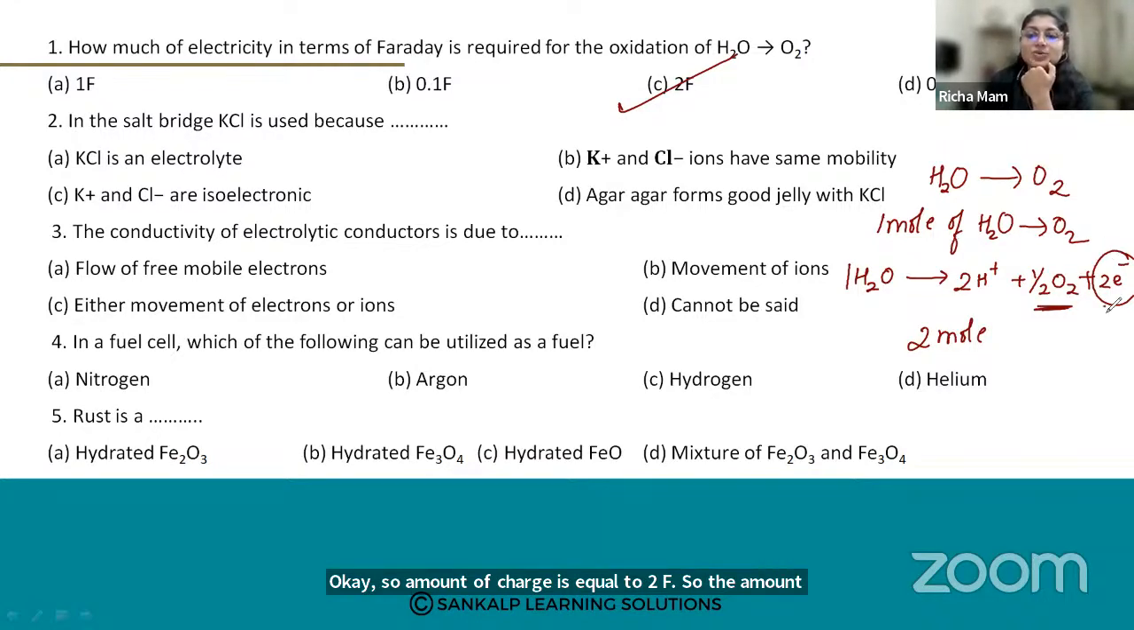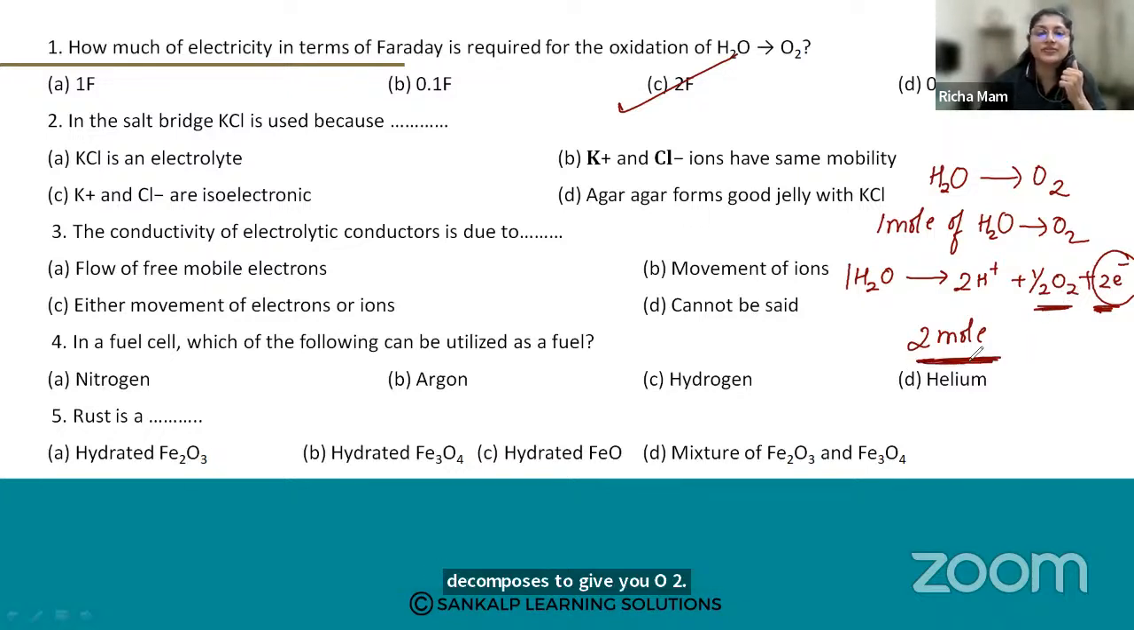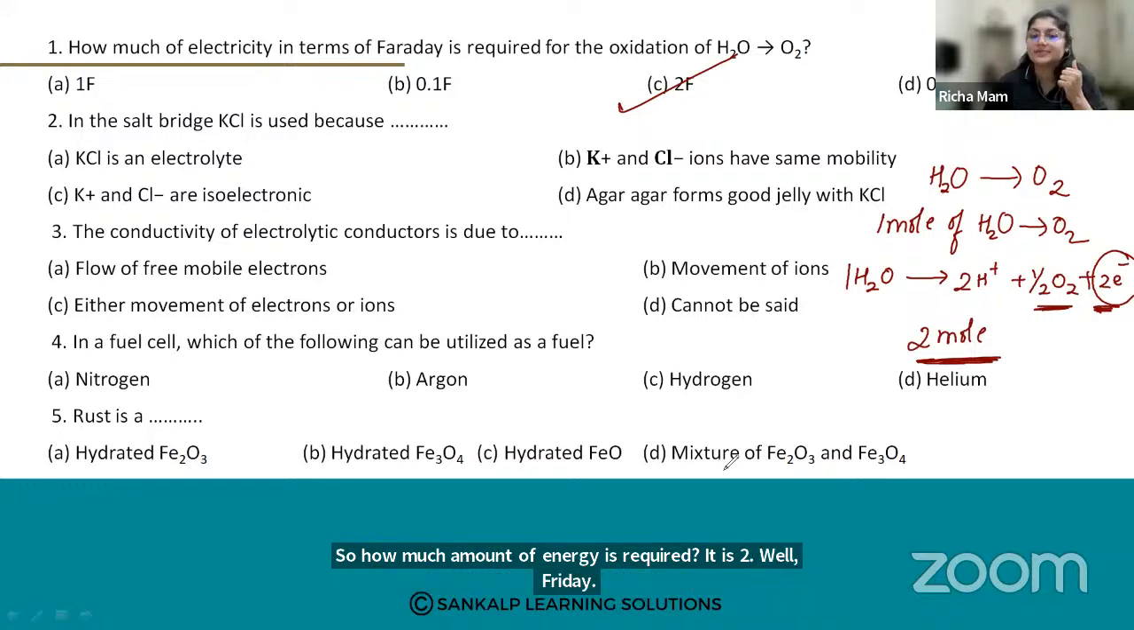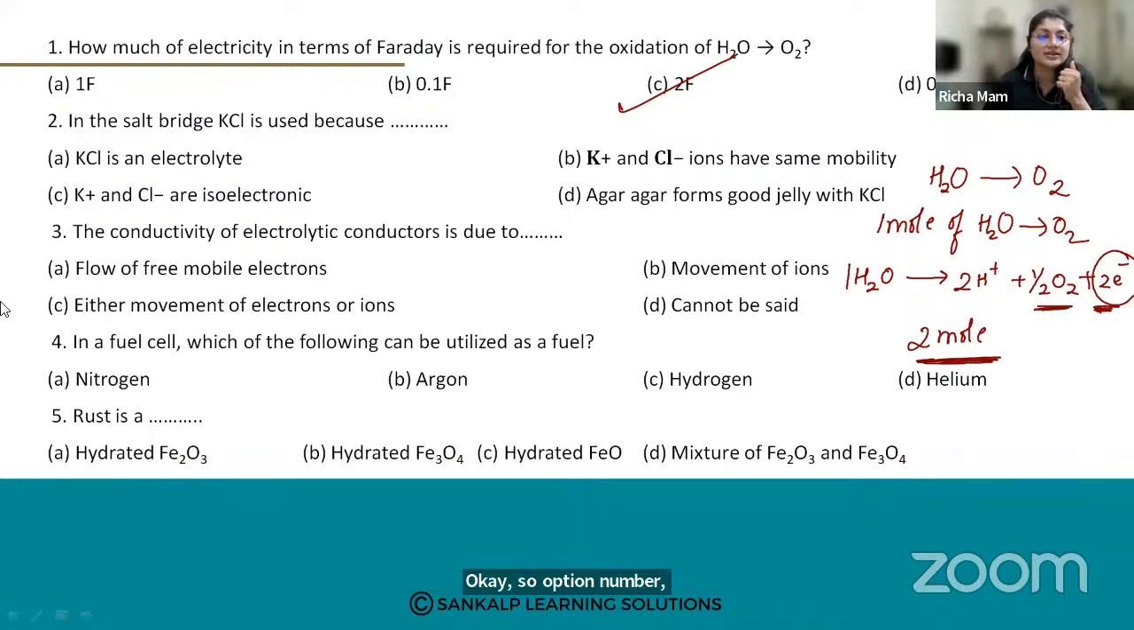So how many moles of electrons are released? 2 moles of electrons are released when 1 mole of H2O decomposes to give you O2. Fine. So how much charge is required? It is 2 Faraday. So option C is the answer.